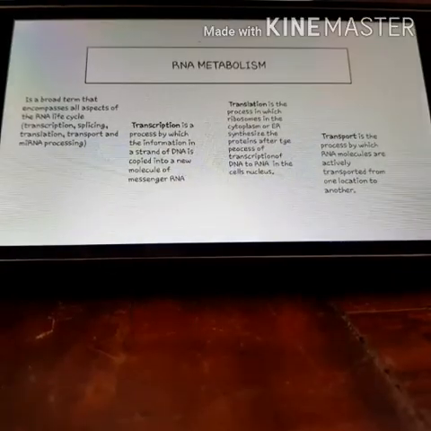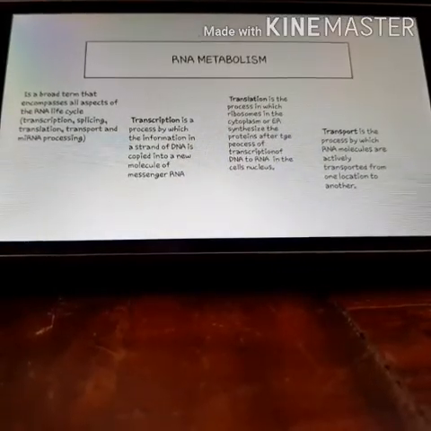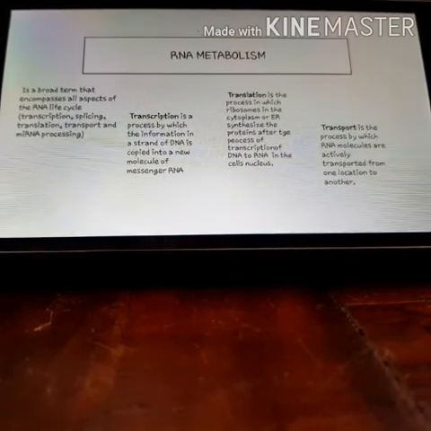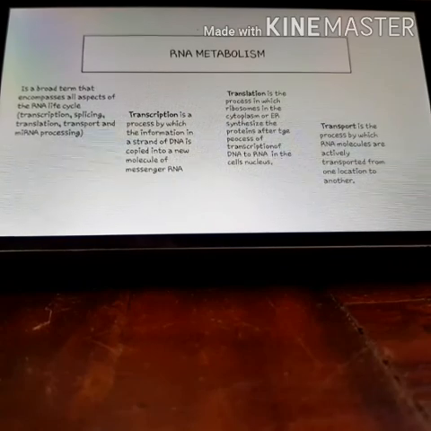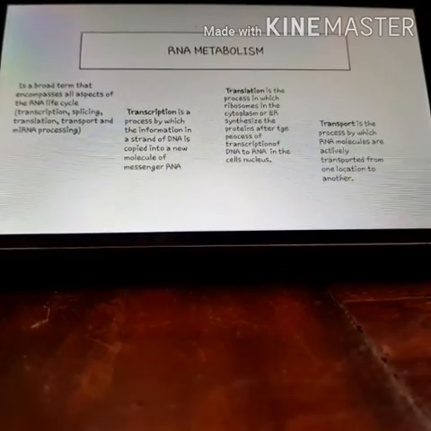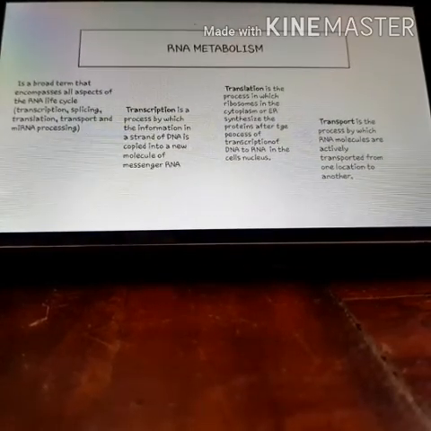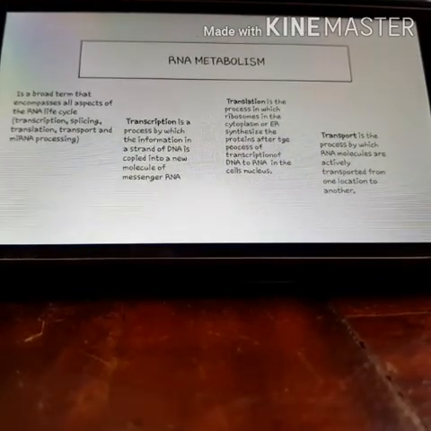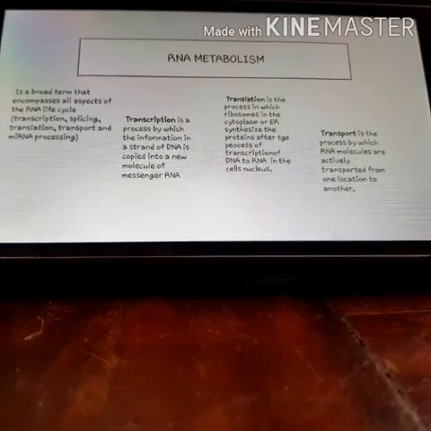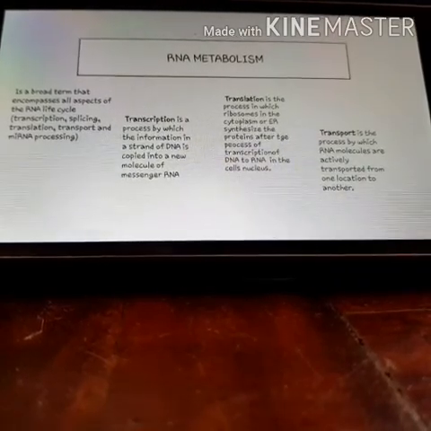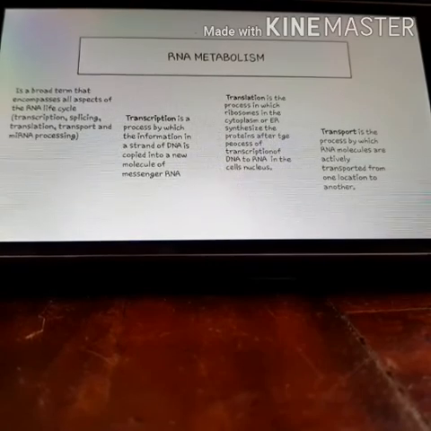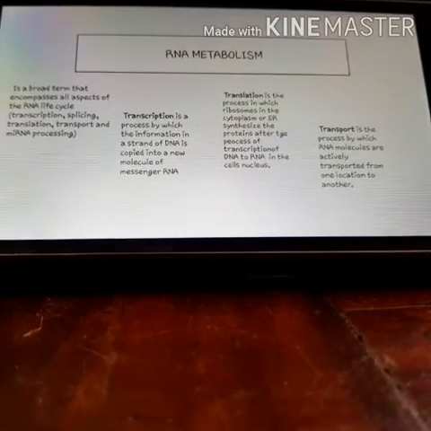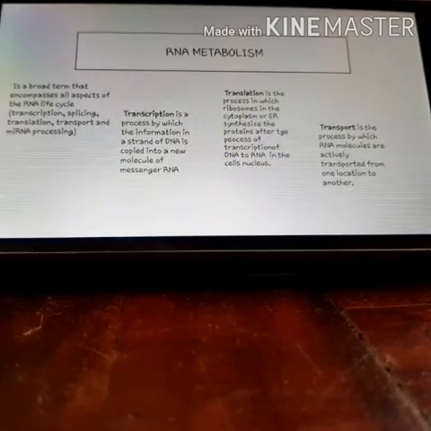So, next in the slide is RNA metabolism. It is a broad term that encompasses all aspects of the RNA life cycle, including transcription, splicing, translation, transport, and RNA processing. So, in RNA metabolism, we have three cycles. Number one is transcription. It is the process by which the information in a strand of DNA is copied into a new molecule of messenger RNA.